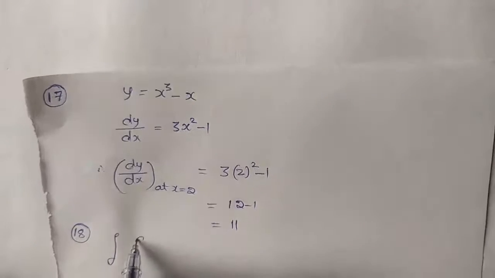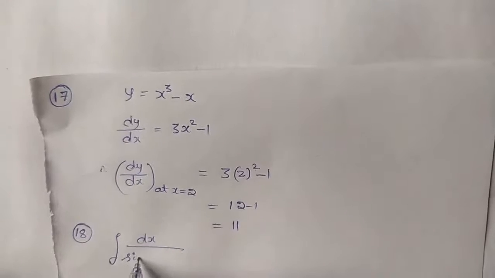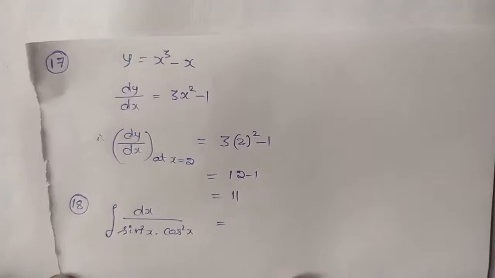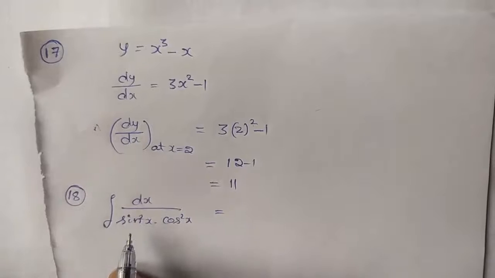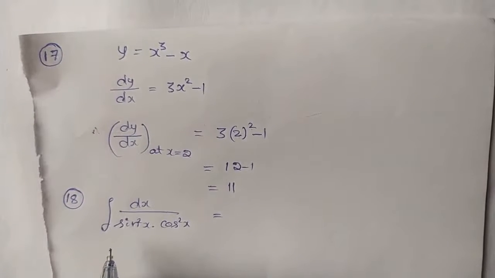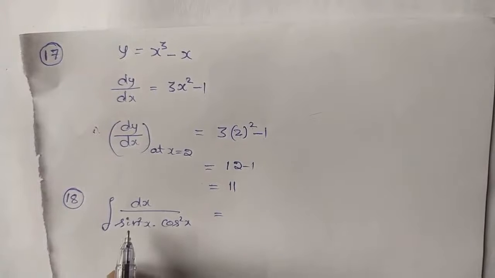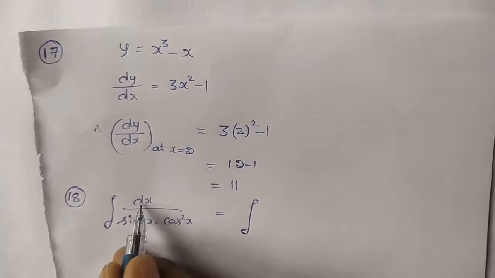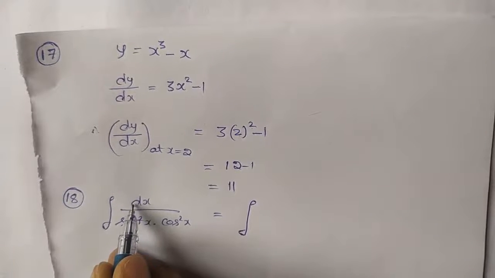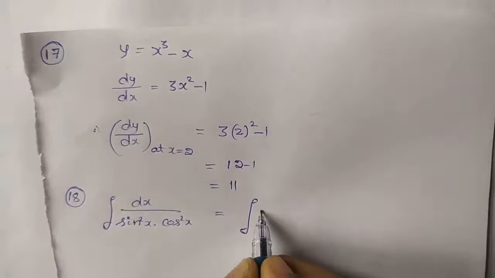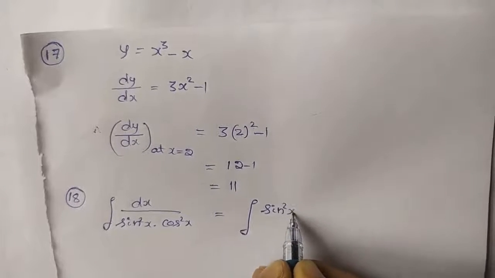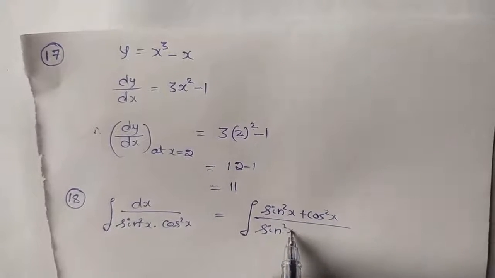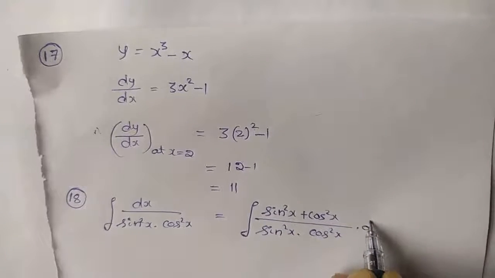Evaluate integration of dx divided by sine square x into cos square x. How to evaluate this? For this we don't have a direct integration, so we need to rearrange. In the numerator we have dx, which means 1 into dx. That 1 can also be written as sine square x plus cos square x, divided by sine square x into cos square x, into dx.